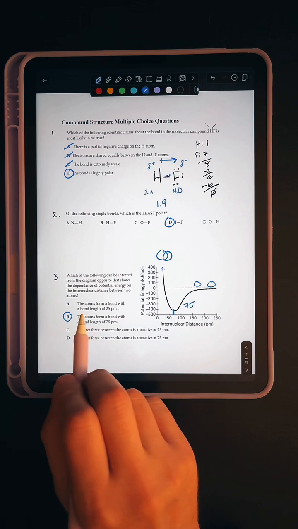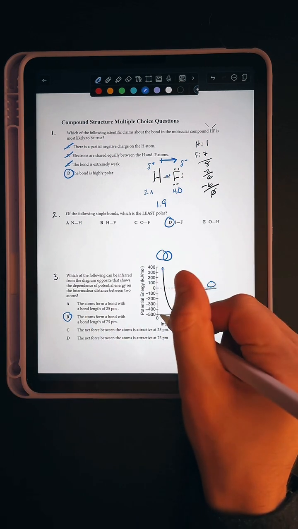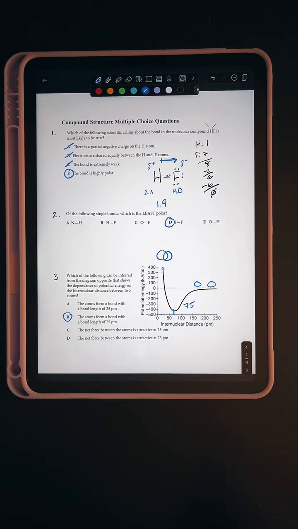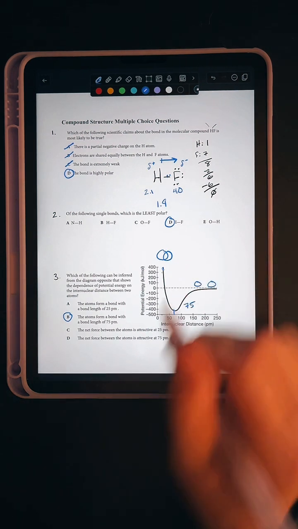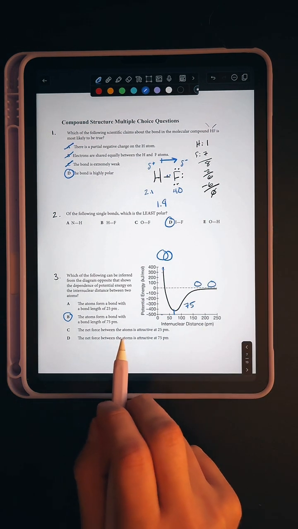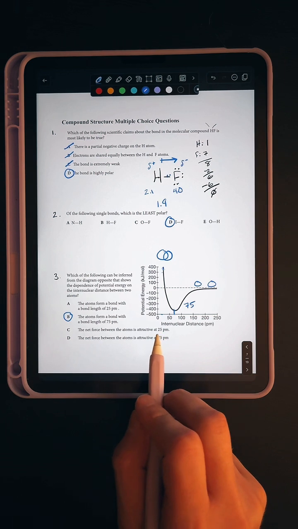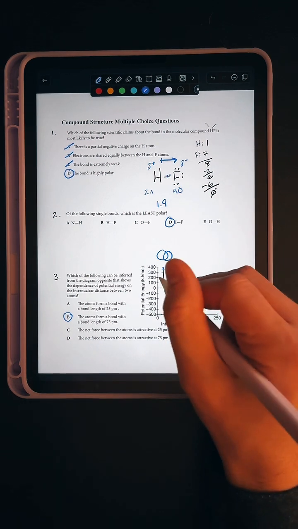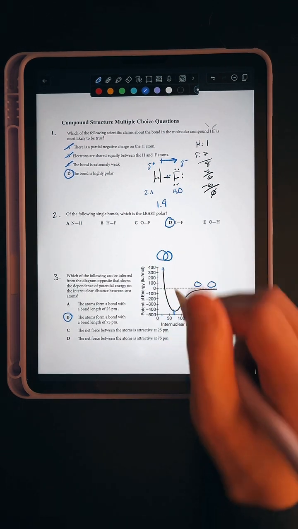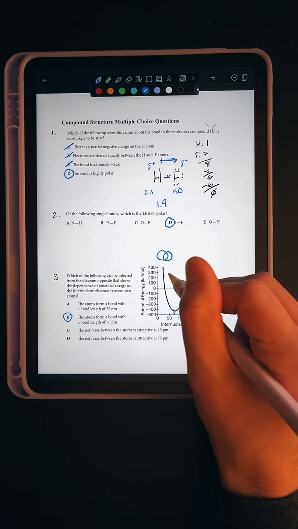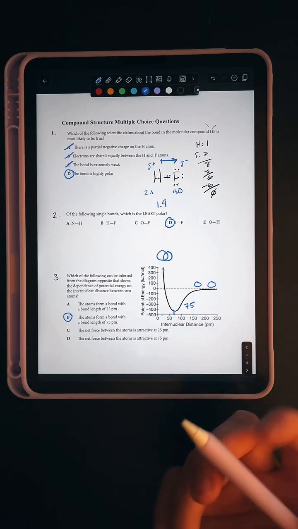The atoms form a bond with a bond length of 25. That would be this point here, when they're very, very close and they don't like to be with one another. The net force between the atoms is attractive at 75 picometers. That is not true, because net force just means the attractive and repulsion adding up.